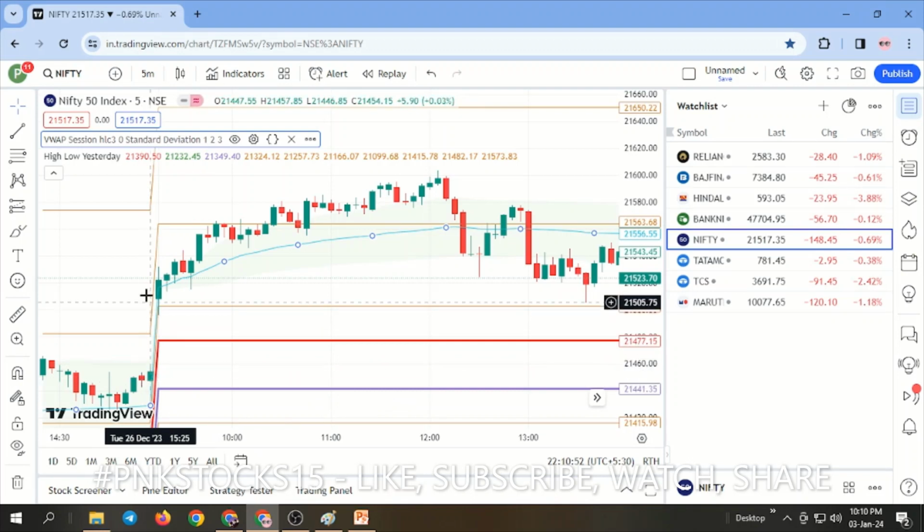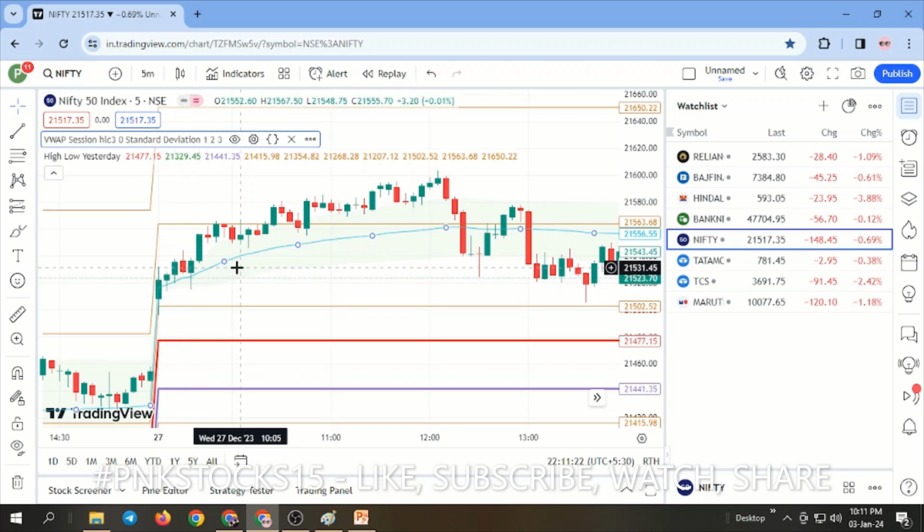This day also has a big gap up, with a bullish candle. You can see a small hammer candle, but we may not consider it because it is quite small. Then price comes down, and this is a bullish hammer candle. This bullish hammer candle is bigger than the earlier one, and that candle again formed at the VWAP line.